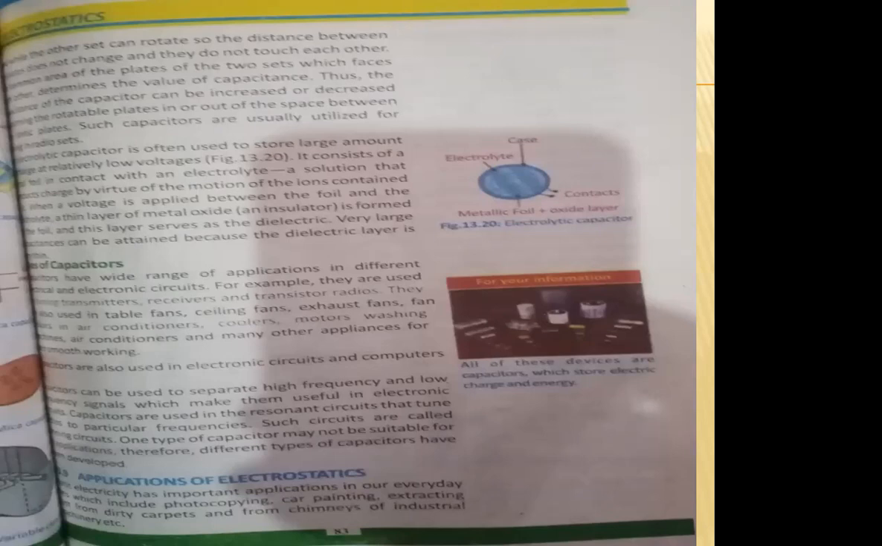Then we discussed the mica capacitor. You can see figures 13.17 and 13.18. This is another type of capacitor, called the mica capacitor. The paper capacitor is a fixed type of capacitor.